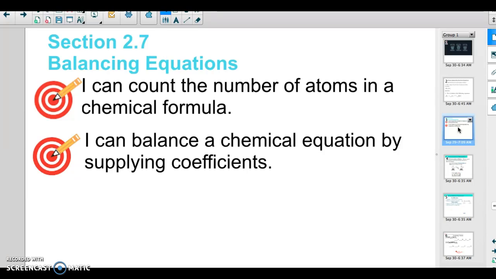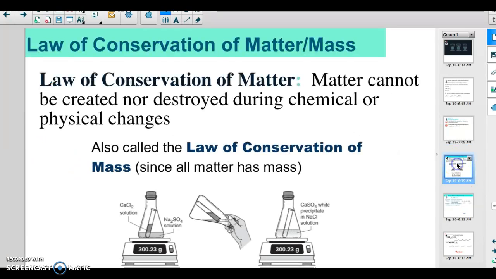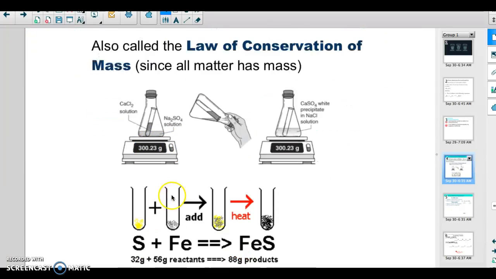So the learning target that we're going to cover is counting number of atoms in a chemical formula and balancing equations by supplying coefficients. So the law of conservation of matter or mass is just that we can't create or destroy things, we just kind of change them. So in chemical and physical changes, for chemical changes, we're just breaking bonds and forming new ones, but overall the total mass is going to be the same. So here's like a picture, even if this reaction happens, you form new products, but the mass will be the same at the end.